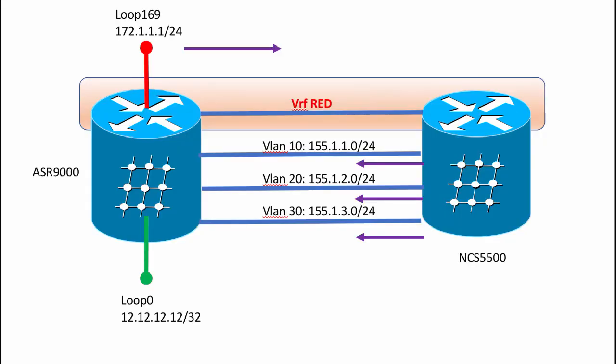For this test setup, we have two routers, one 9K on the left and an NCS 5500 on the right. That will be our unit under test. We have traffic being sourced from loopback 169 on a 9K in VRF red, going towards the NCS 5500, and basically traffic going to 12.12.12.12, which is found via these three VLAN subinterfaces on the NCS 5500.